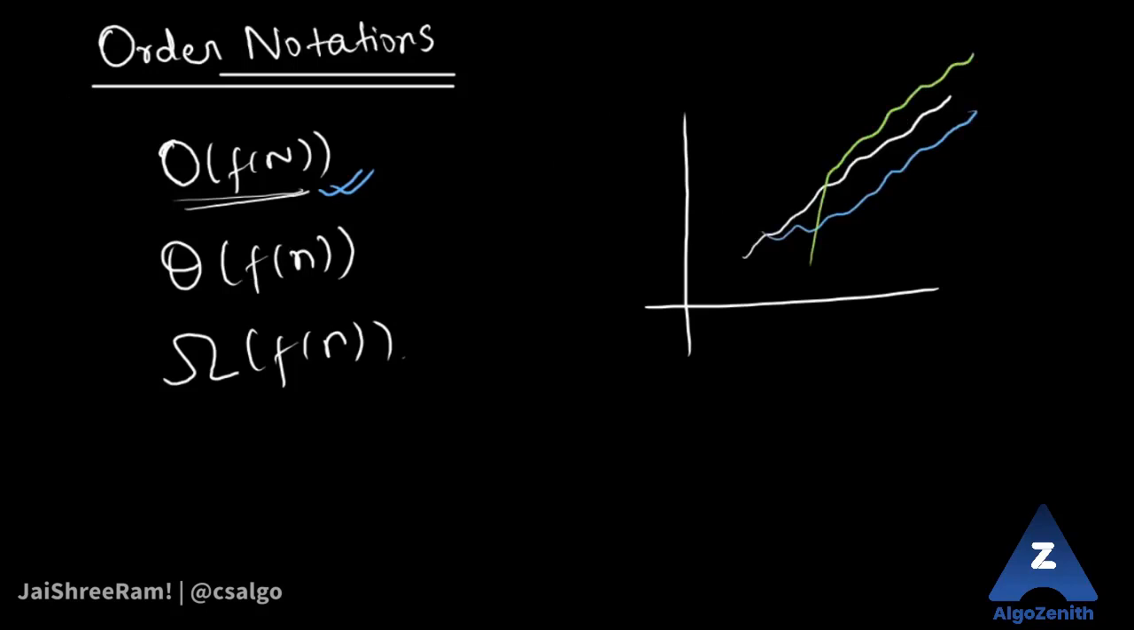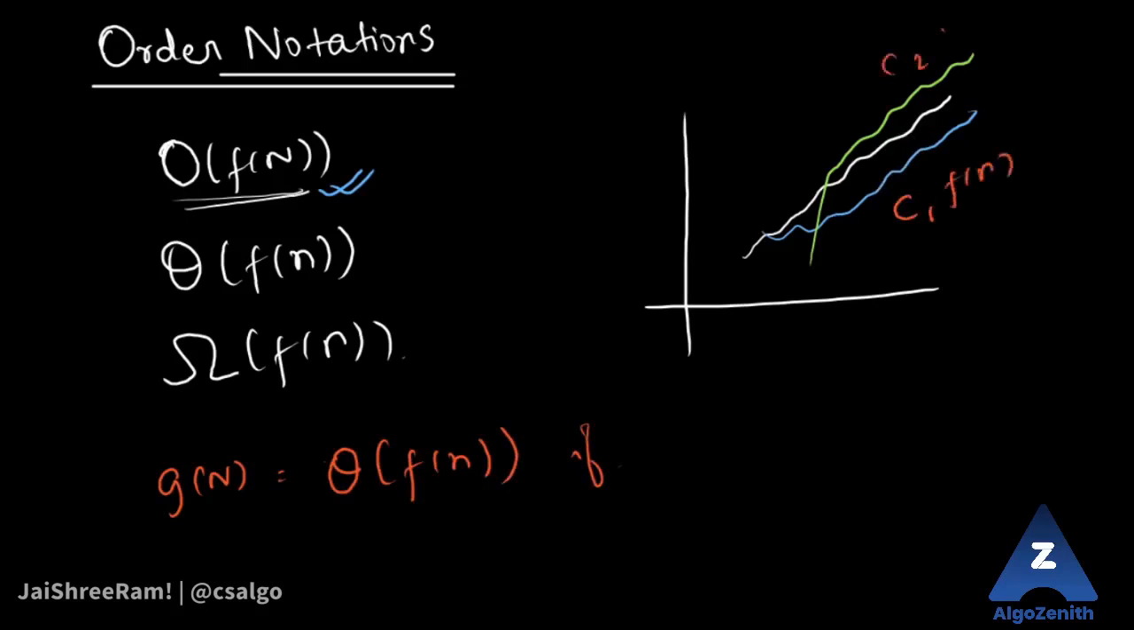So we say that a function is theta of f(n). Let me write that. g(n) is equal to theta of f(n) if this is c1 times f(n), and this is c2 times f(n).